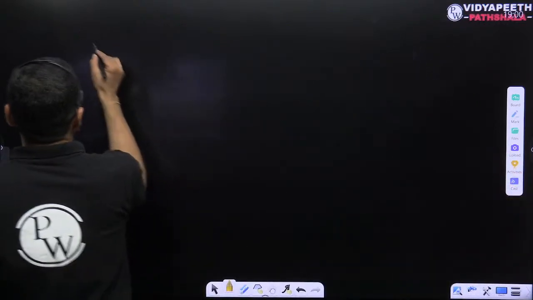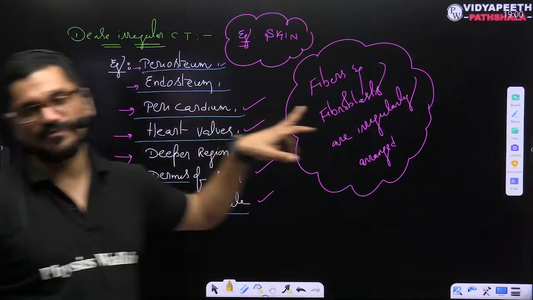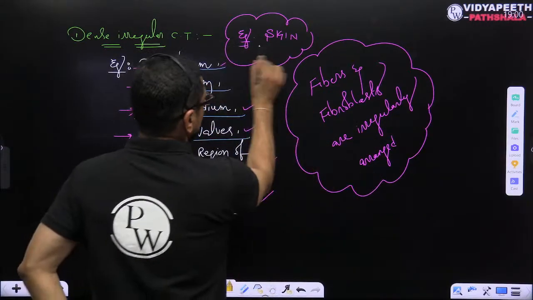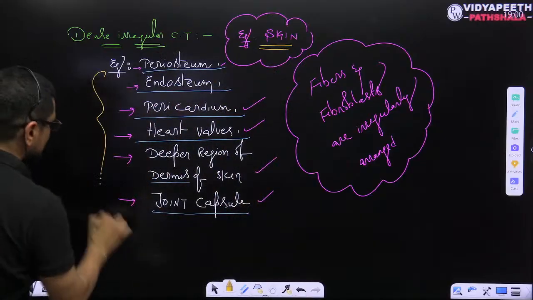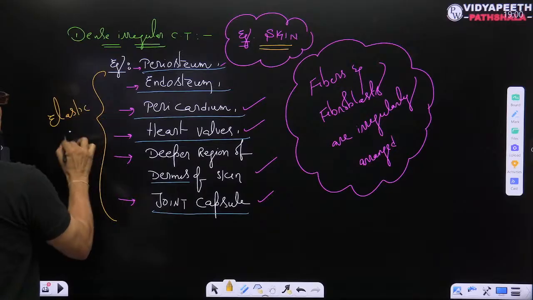Sir, elastic connective tissue is not done. So elastic connective tissue is nothing but this dense irregular connective tissue. The dense irregular connective tissue is exactly present in the skin, I told you. So in these areas it will be more elastic. The dense irregular connective tissue present in these areas is nothing but the elastic connective tissue.